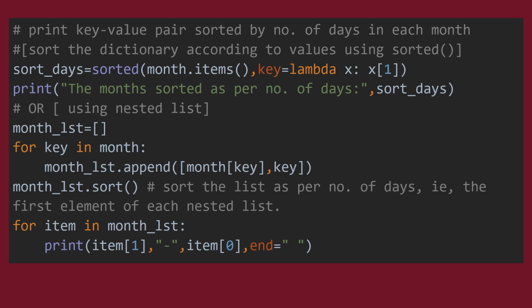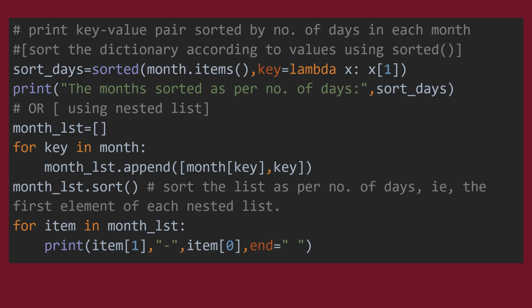Now we have to print the key value pair actually. That means we have to first print the month name, then the number of days in ascending order. So you can just write this for loop: for item in month_lst, print item of 1, then hyphen, item of 0. Item at index number 1 means the month name, and item present at index number 0 is the number of days. So it will print month name hyphen number of days like this for all the months. So this is another way how you can display the dictionary sorted according to the values.